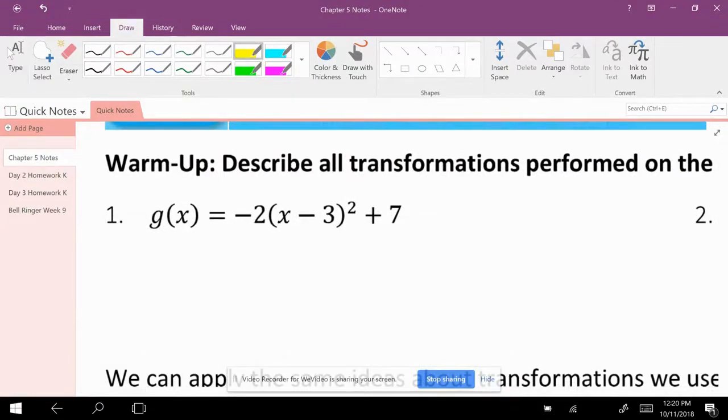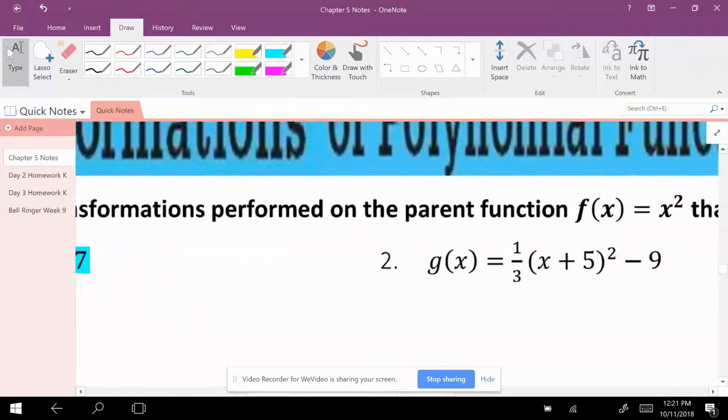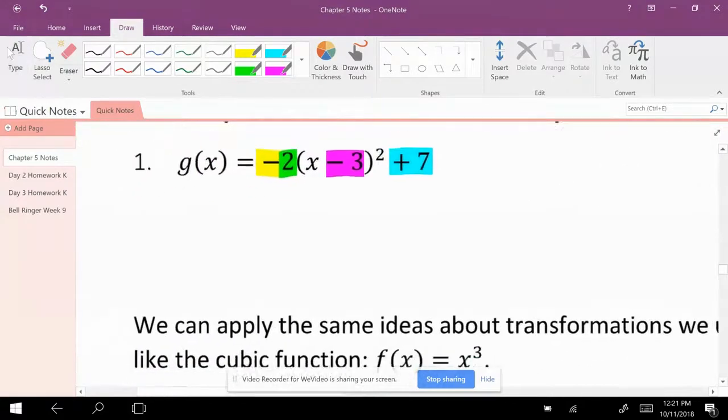This is what we did last chapter. I highlight the negative, the 2, the -3, and the 7. That means that there are 4 different transformations that I just highlighted. And look what's left, x squared. In my directions, it says the parent function is x squared. That makes sense. Okay, so I highlighted all 4 pieces.